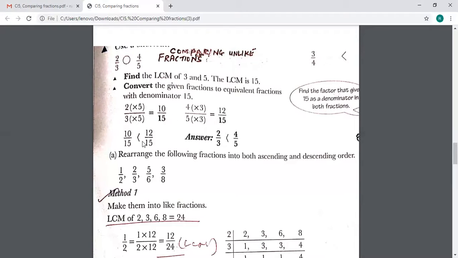So we write that. Now 10 by 15, whose equivalent fraction was that? 2 by 3. So we write 2 by 3 is less than 4 by 5. That was the original question. I hope you have understood. Now you will also get sums like this, arranging in ascending and descending order.